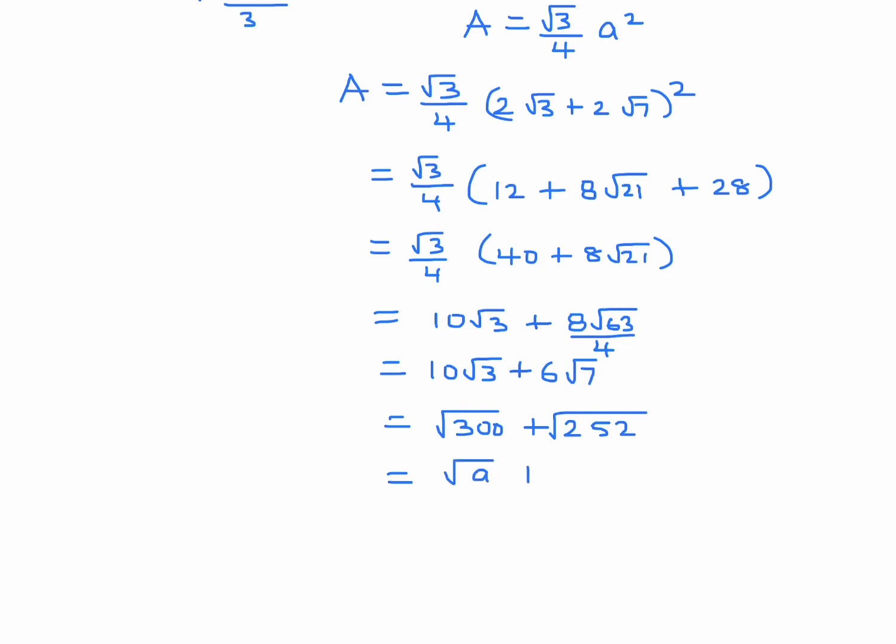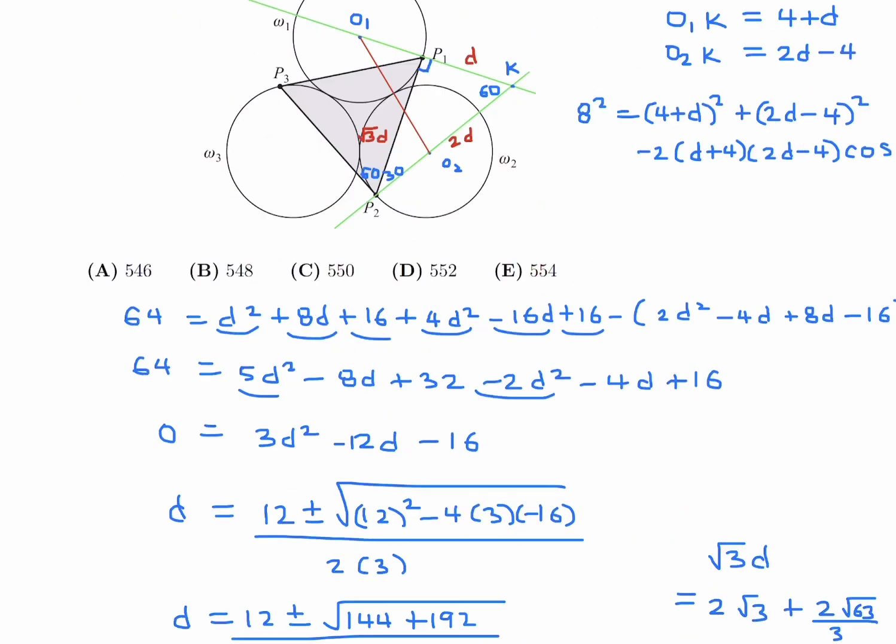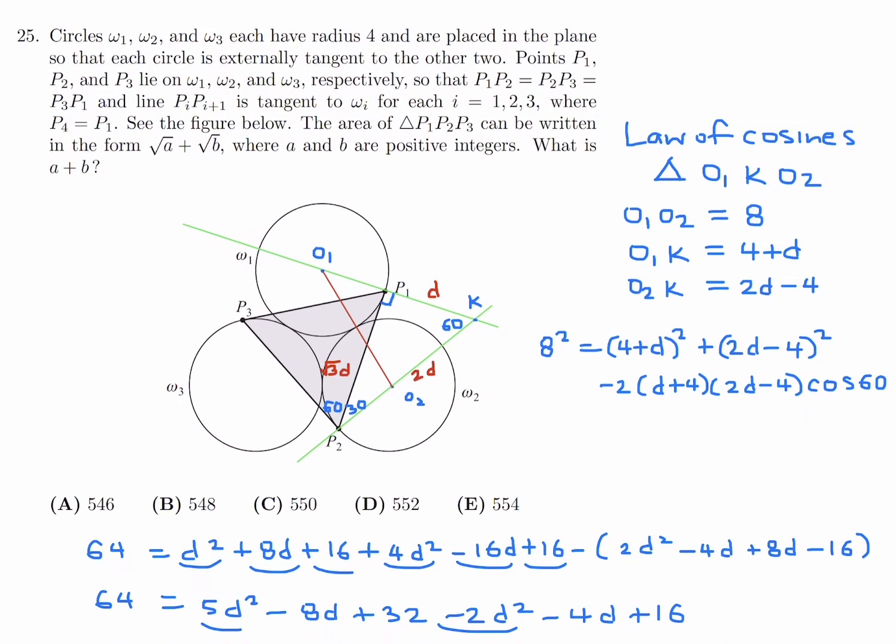Root A plus root B, and then they want you to figure out A plus B. Well, A is 300, B is 252, and therefore 300 plus 252 is 552. 552 is the answer, and therefore number 25, that would mean D.